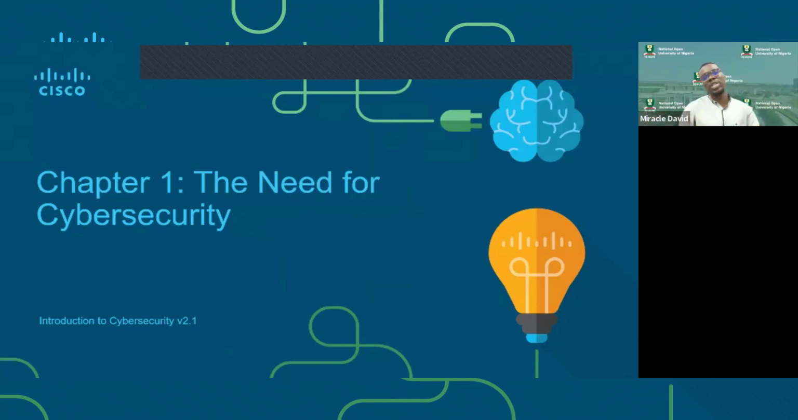So the need for cybersecurity. Once again, I'm also welcoming you to Introduction to Cybersecurity, version 2.1. So why is Cisco doing all of this? With the whole advent of the COVID-19 pandemic, everybody actually had to be connected because you couldn't go outside anyway. So the only way you can communicate with people is to be online.